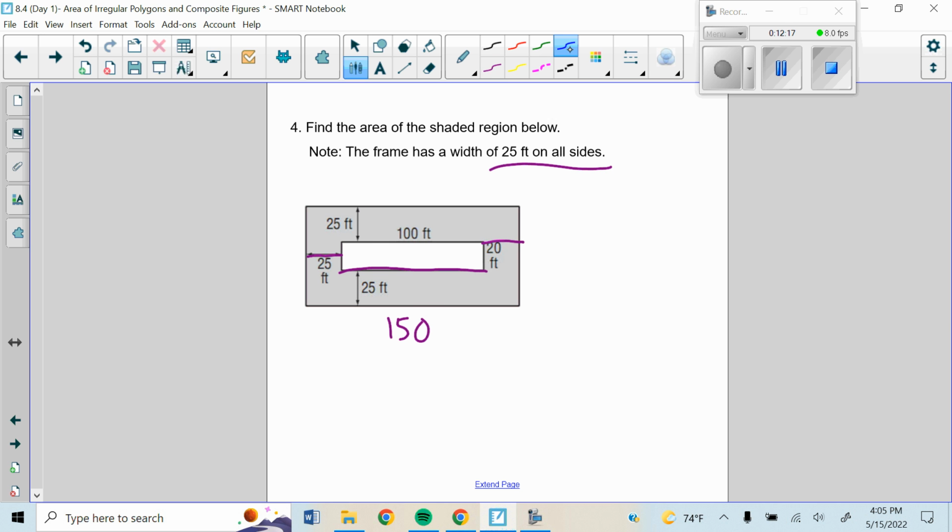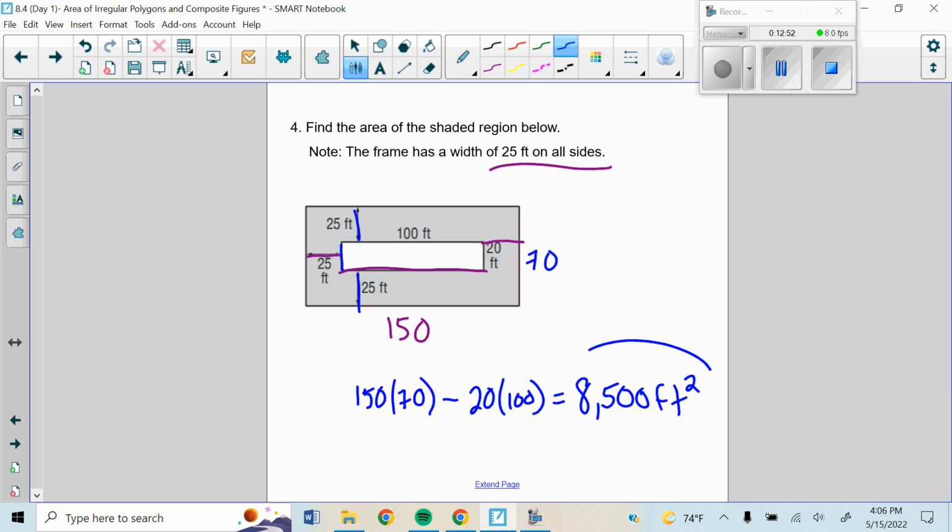And then here we have a 25 plus 20 plus a 25. So that gives us 70 here. So for my big rectangle, I'm going to take 150 times 70. And I'm going to minus out my small rectangle, so 20 times 100. Go ahead and grab your calculators for this. Type that in. You could type it all into one, and it should work out just fine for you. And the shaded region is 8,500 feet squared.